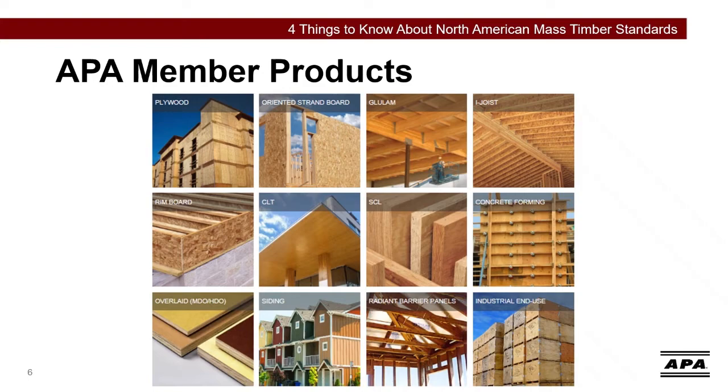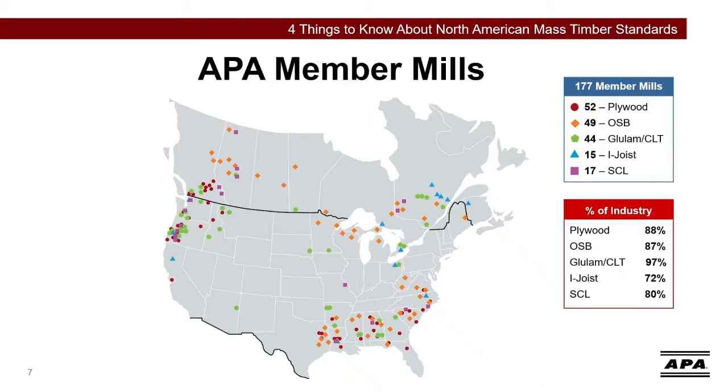APA members produce a wide variety of engineered wood products, including plywood, oriented strand board, glued laminated timber, cross-laminated timber, wood I-joists, and structural composite engineered lumber. Since 1933, the list of APA members has expanded. We have 177 member mills spread out across 23 states and 7 provinces.